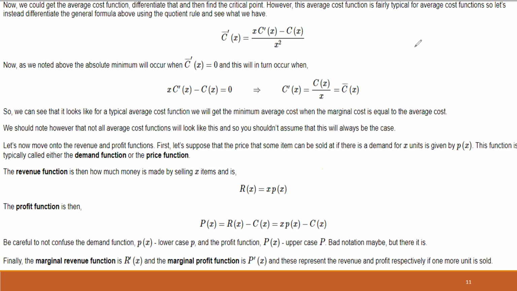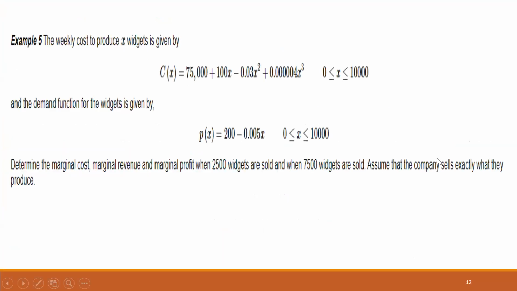Right, let's move to an example. And you're going to work this one for me. The weekly cost to produce x widgets is given here, right? That's your cost function. And the demand function is this guy. So the weekly cost of producing x widgets is this, where x is within 0 and 1,000 widgets. And the demand function, this, again, where x is within 0 and 1,000, because you can't demand what you're not producing, right?